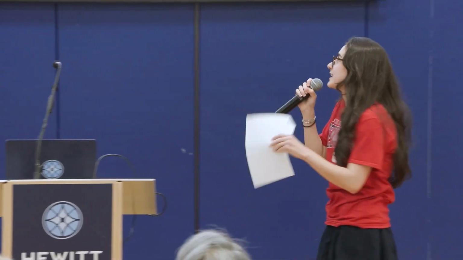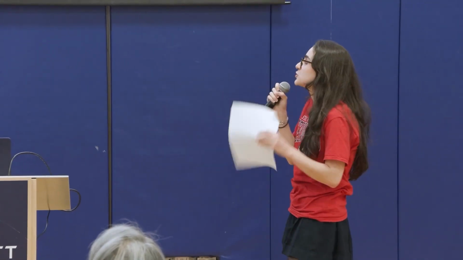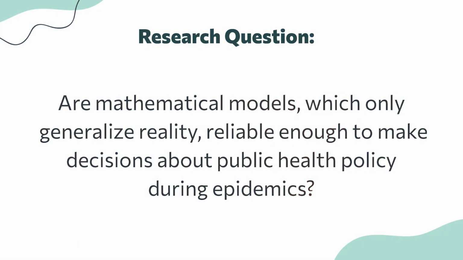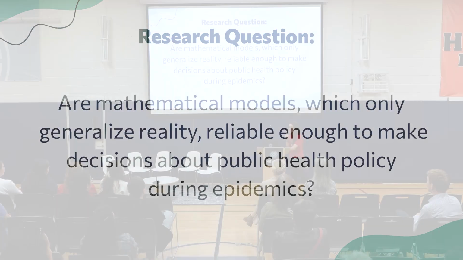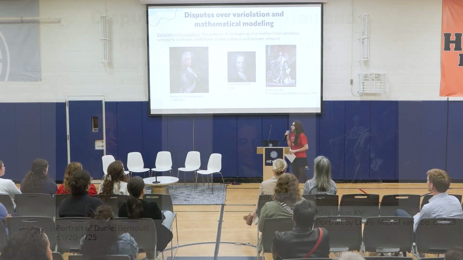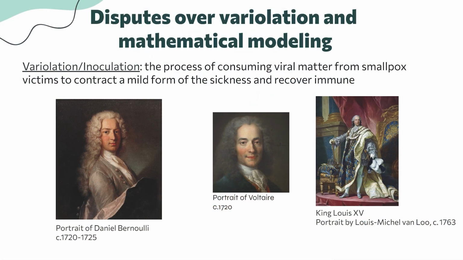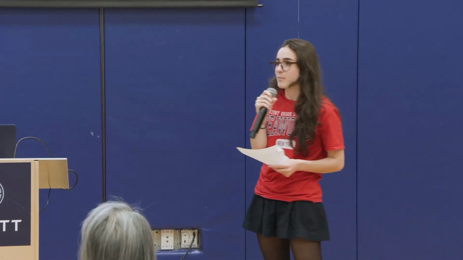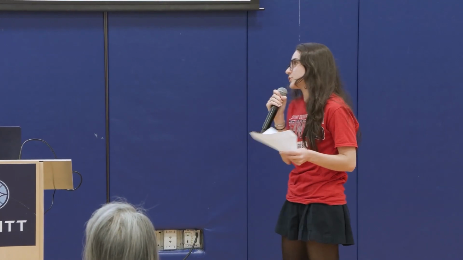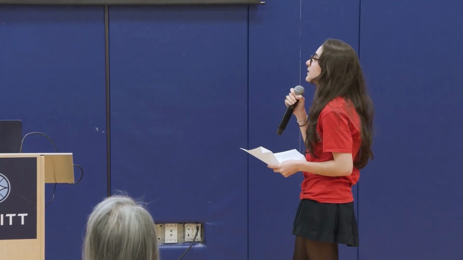So bringing us back to my EI, the question that I wanted to answer my junior year was whether or not these mathematical models, which are only abstract generalizations, are reliable enough to be making decisions about public health policy during epidemics. And to answer this question, I went back to the first epidemiological model made. Epidemiological models are mathematical models that are used to describe the spread of disease.